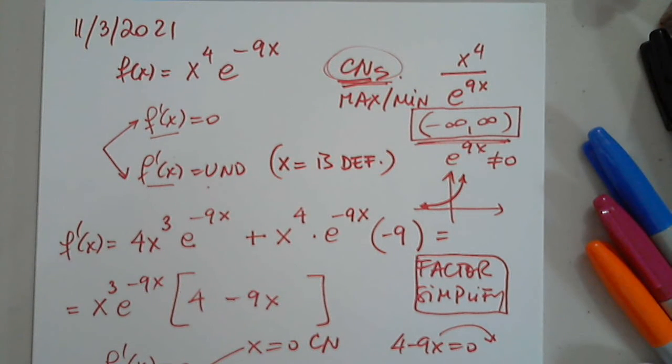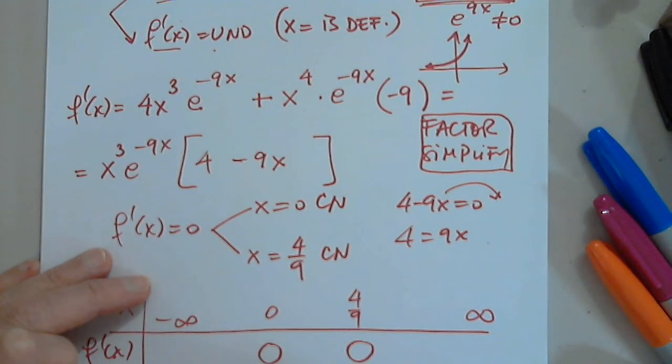I'm going to share my screen and go to the calculator and put in the function x to the fourth, and that power is negative 9x. Okay, so all I want to plug in is 4/9. So, gee whiz, look how tiny this is. 7.14 times 10 to negative 4.